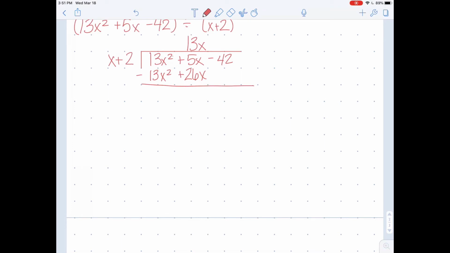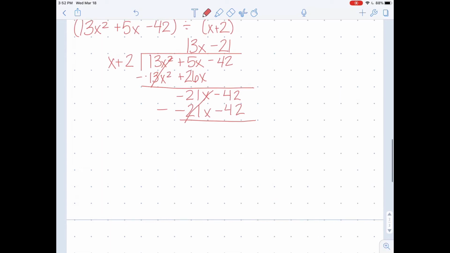We subtract those. These cancel out. 5 minus 26 is negative 21x. And we write down the next term, minus 42. So then, what do we have to multiply x by to get negative 21x? In this case, negative 21. We multiply, subtract, this term cancels out, negative 42 minus negative 42 cancels out, and we're left with 0. This is our final answer.